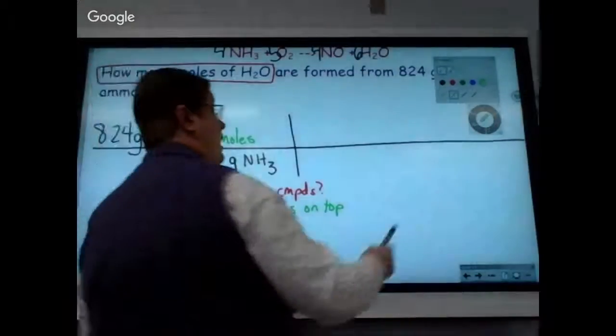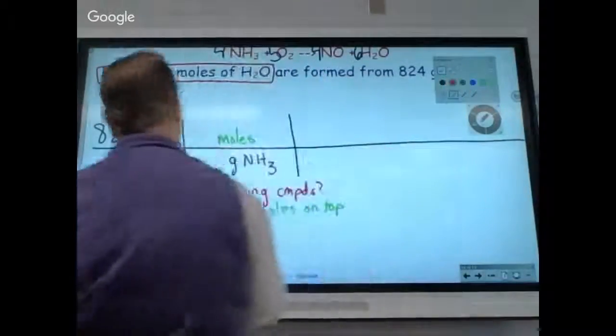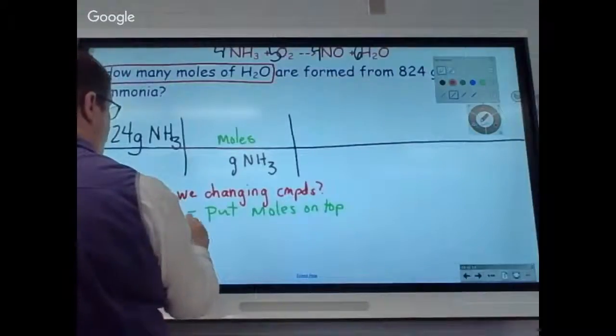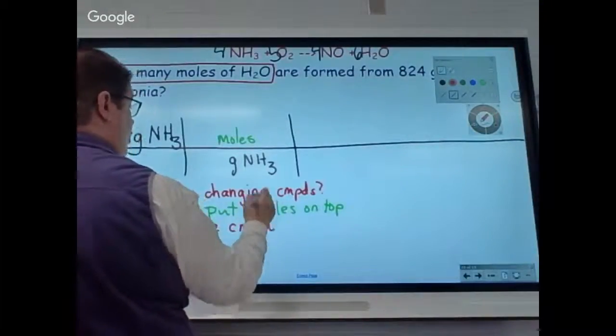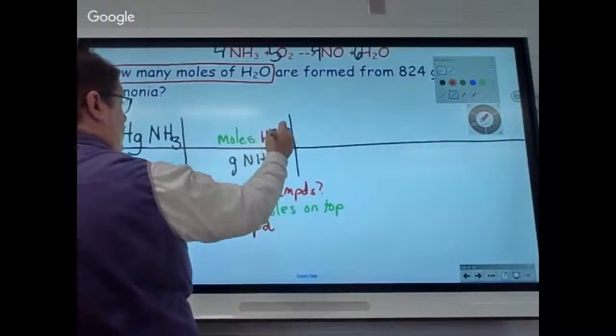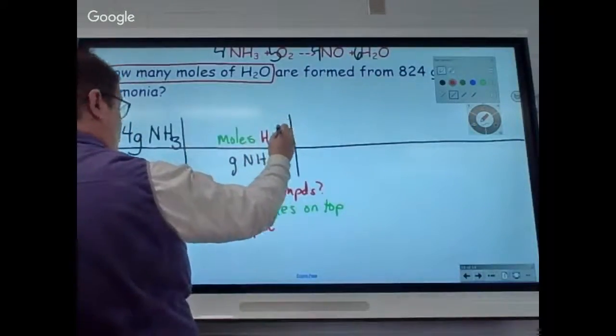Okay. Moles on top. And we're going to change the compound. H2O. So we're going to put H2O there. So those two moles and change.